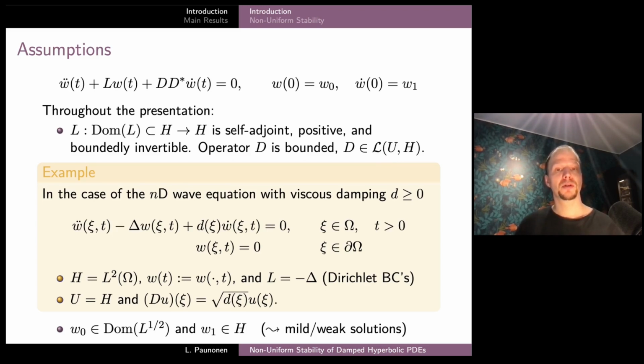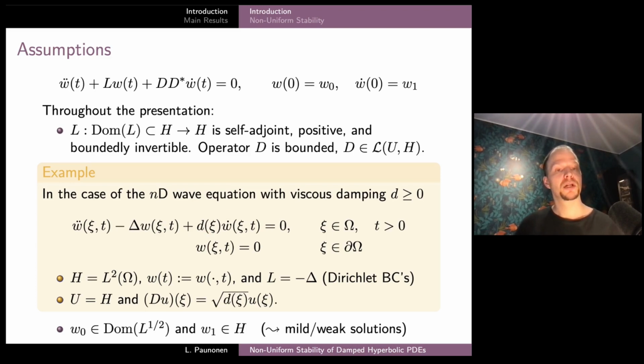And the most important PDE that can be expressed in this abstract form is the n-dimensional wave equation with viscous damping. And this PDE has the form shown here, where delta is the Laplacian, and this equation has a damping term which involves the time derivative of the solution or velocity of the wave profile and some non-negative damping function d.